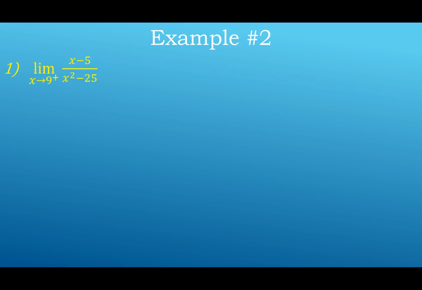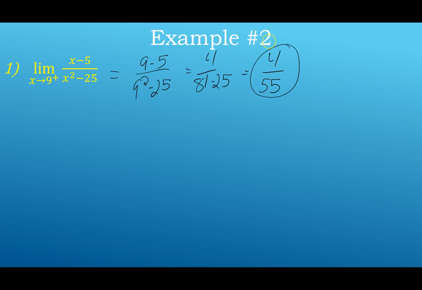So here, the limit as x approaches 9 from the right, of x minus 5 over x squared minus 25, well, we plug in 9. We get 4 up top, 81 minus 25 on the bottom, which is 56. So 4 over 56, and that's as far as it goes. Always remember with your fractions to reduce it as far as possible. If you would like to write it in decimal form, that's perfectly fine.